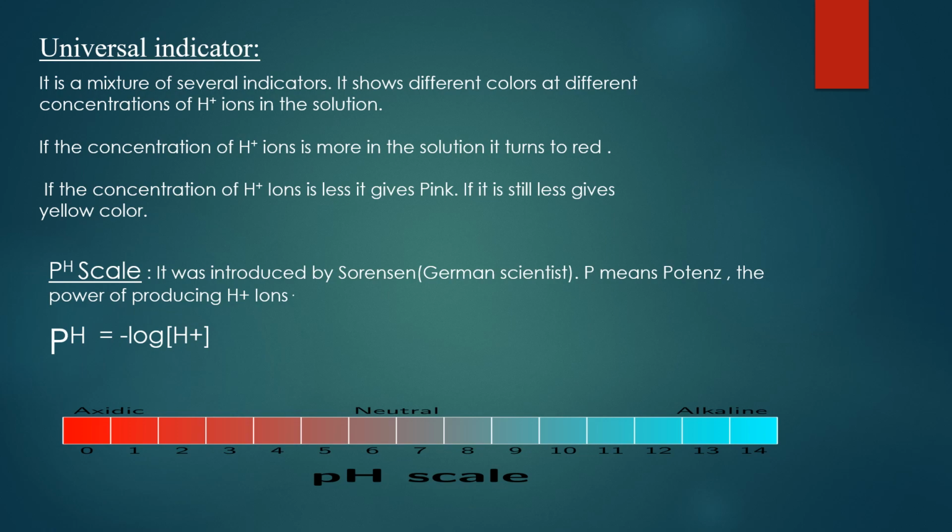The solutions whose pH is exactly 7 are considered as neutral substances, and the solutions whose pH is between 7 and 14 are considered as alkaline solutions, that is, bases. So the pH varies between 0 and 14. From 0 to 7 they are considered as acids, from 7 to 14 as bases, and exactly 7 as neutral solutions. So this is all about what a universal indicator is and what the pH scale is, and the pH scale varies from 0 to 14.